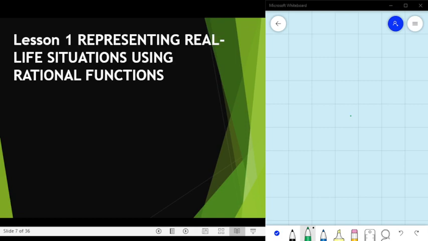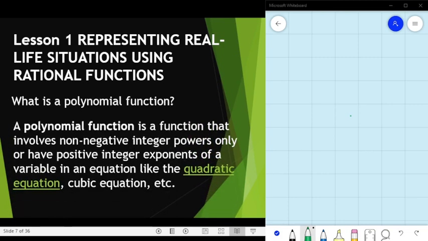Okay, lesson 1, representing real-life situations using rational functions. Let's start with what is a polynomial function. A polynomial function is a function that involves non-negative integer powers or positive integer exponents of a variable in an equation like the quadratic equation, cubic equation, etc.